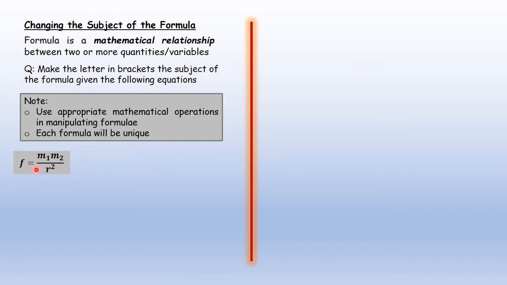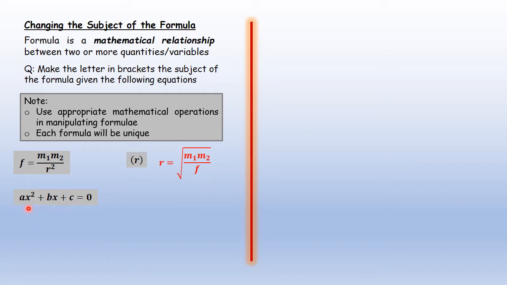For example, we have this question here. We have F is equal to m1 m2 all over r squared, and we're supposed to make the r here the subject of the formula. I'm not going to show you how to go about that, but you can try out using appropriate mathematical manipulations, and the answer will be this one here. r is the square root of m1 m2 all over F. You can try out another one here.